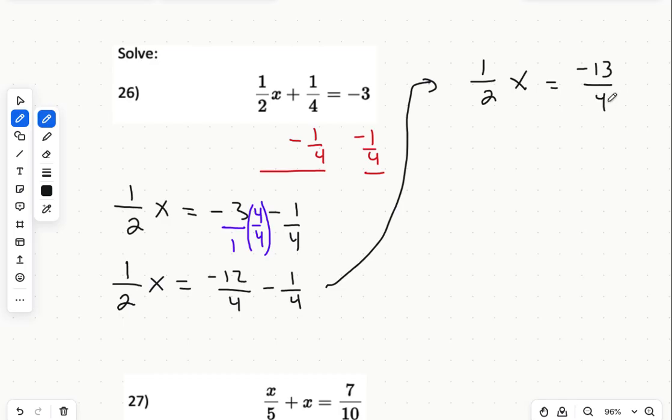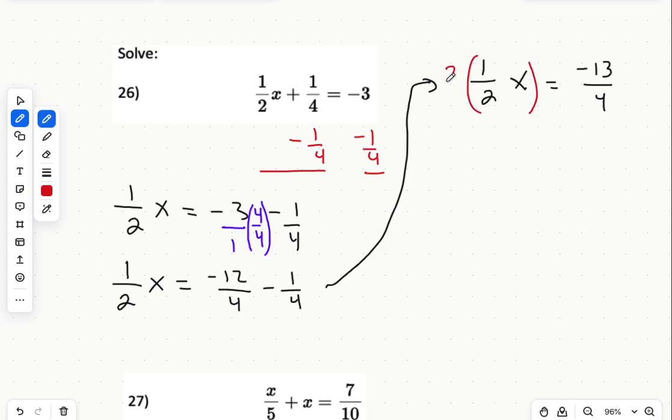over 4. So now we need to get that 1/2 off of that x. It is multiplying, but it will kind of be a bummer if I divide both sides by 1/2, because then I'm going to have negative 13/4 divided by 1/2, which is doable, but it just makes it look harder than it has to. So instead, let's use our reciprocal.